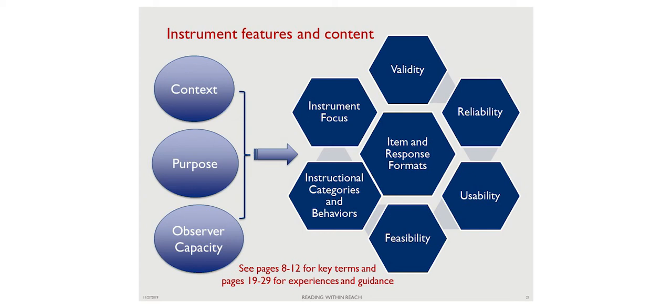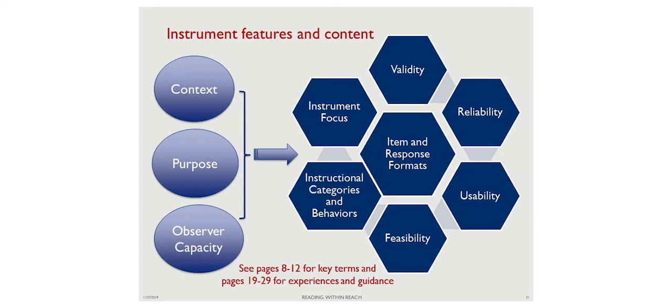In the section on understanding classroom observation, and if you're looking through the toolkit right now, that would be between pages 8 through 12, we define the following key terms that must be considered: validity, reliability, item and response formats, instrument focus, instructional categories and observable behaviors, feasibility and usability. So this section we really just basically define so that you have a good understanding of what these terms are before you go into the sections on early grade reading program experiences.